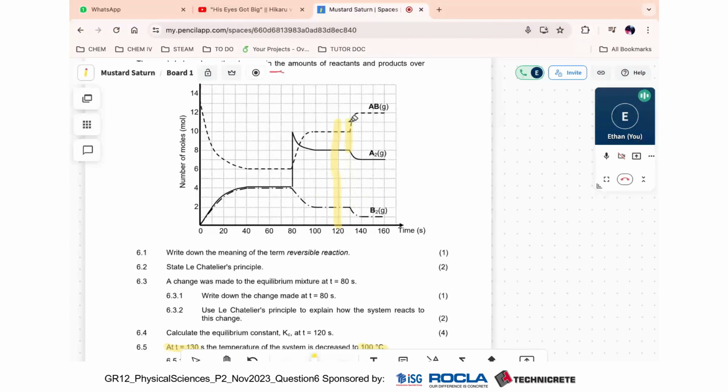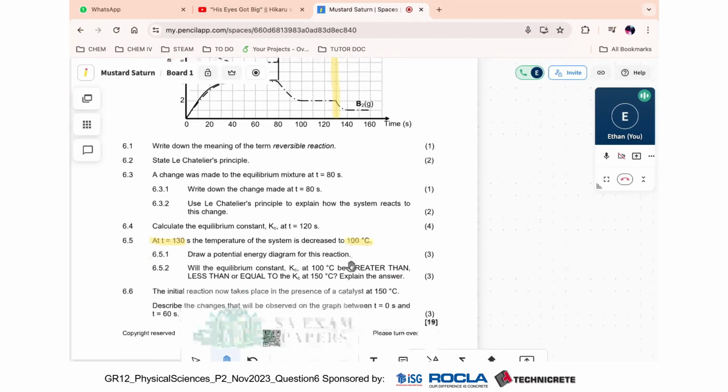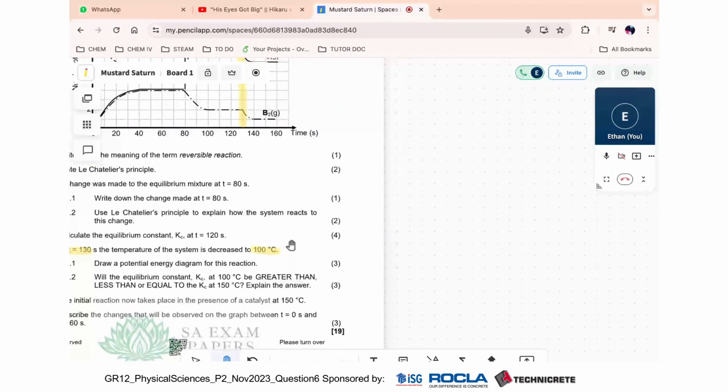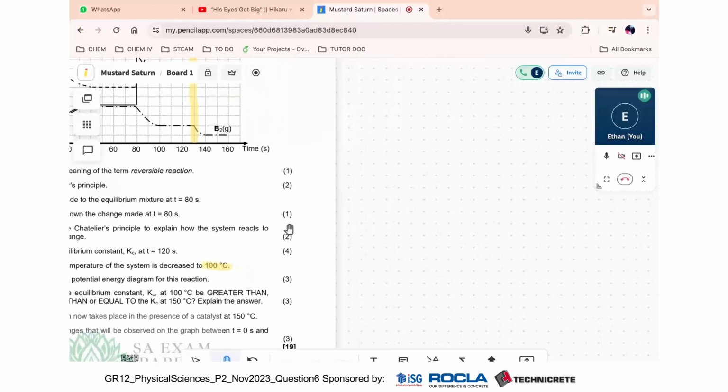So at t equals 130, which is right here. And we can see that at some point, because of this temperature change at 130, something changes. So all of a sudden, there's more of AB. AB has a spike, and A and B drop. Okay, so that's interesting. Draw a potential energy diagram for this reaction. Okay, so let us draw that diagram.